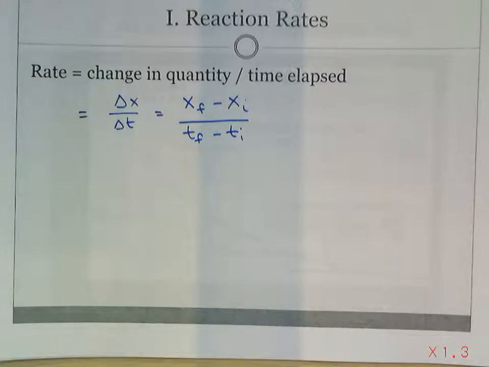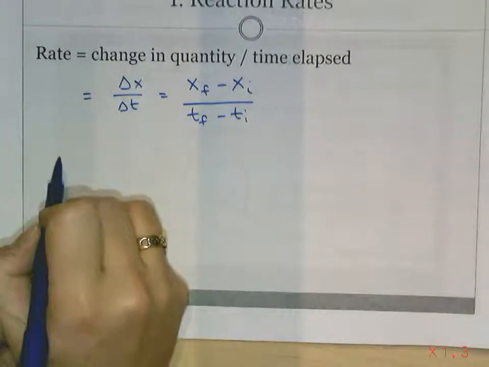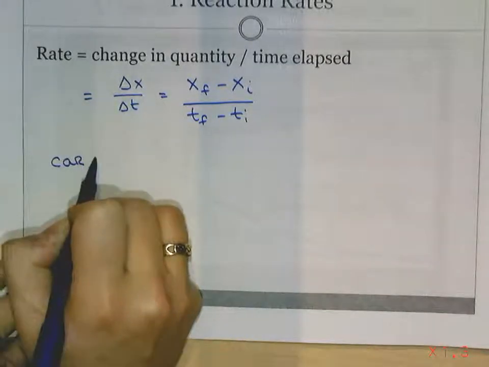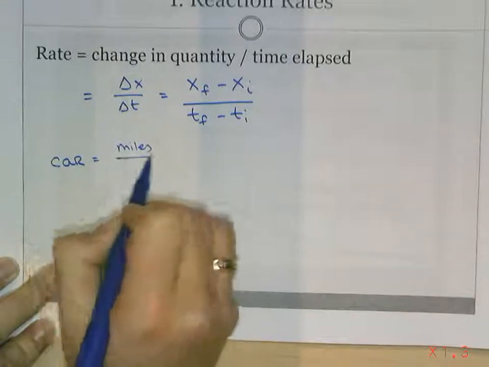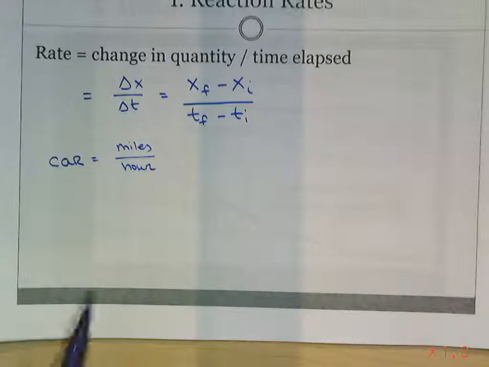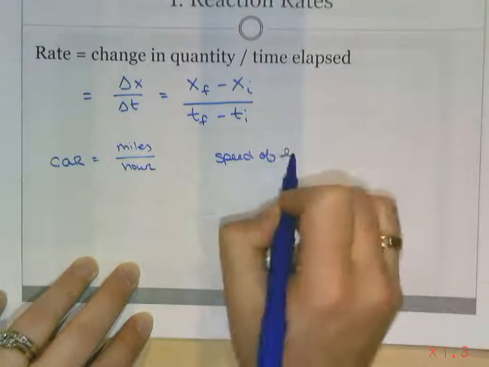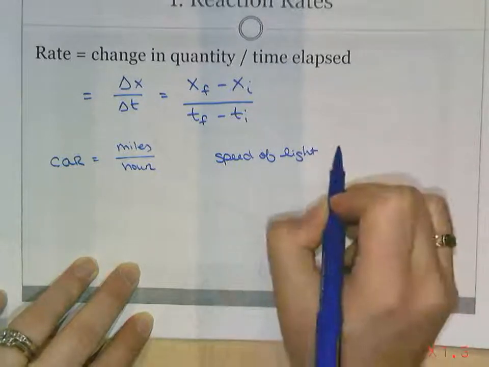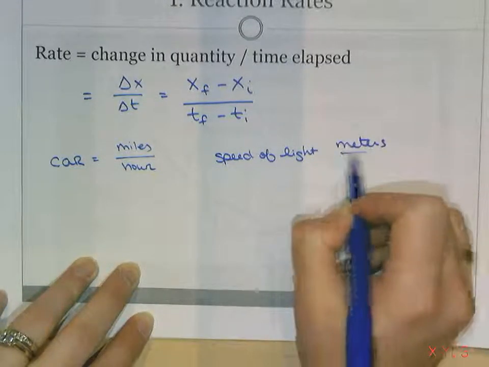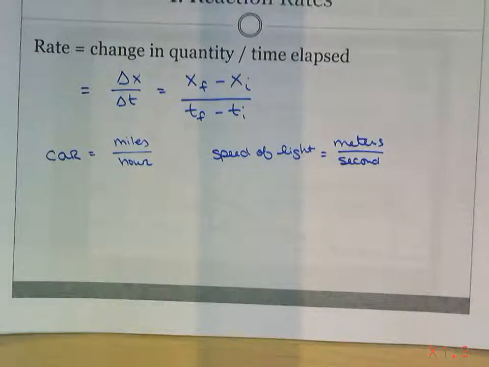So we talk about rates all the time. You probably just don't think about it. Right? A car drives at a given rate. Change in miles over change in hours. Talk about miles per hour. We talk about meters per second for the speed of light, like how far did the light travel over what distance of time.